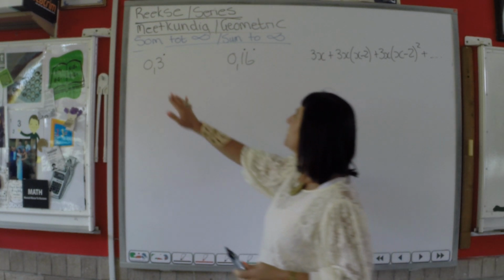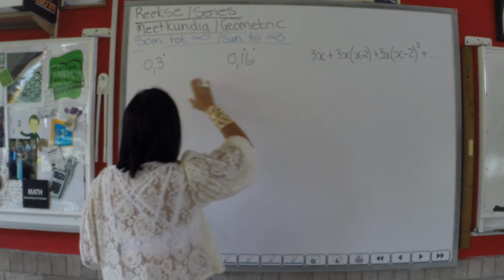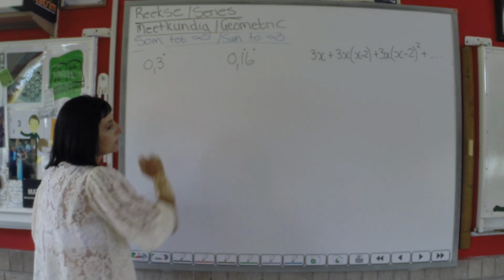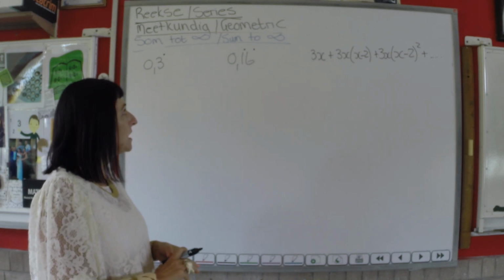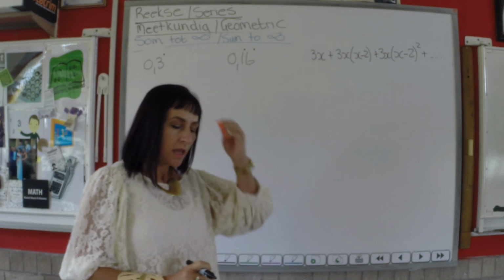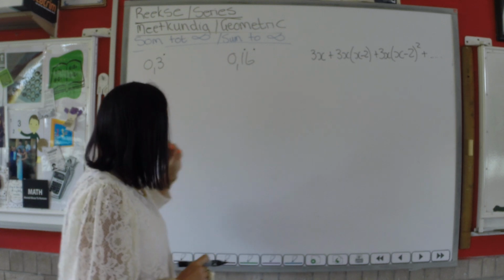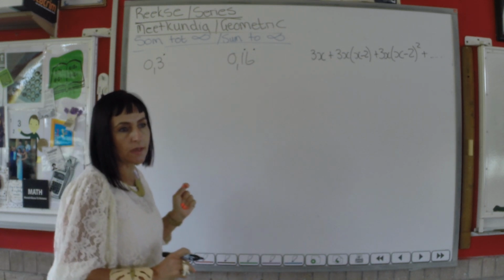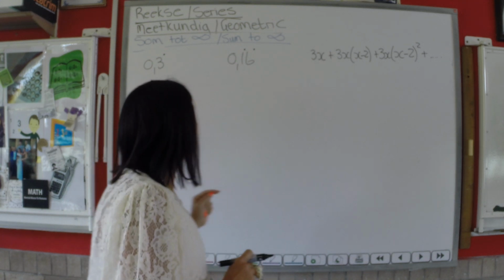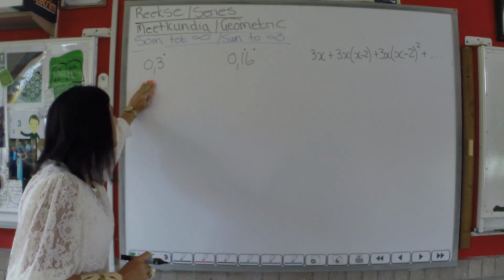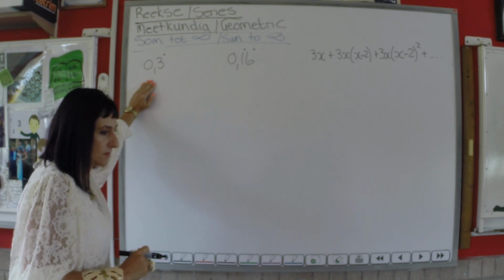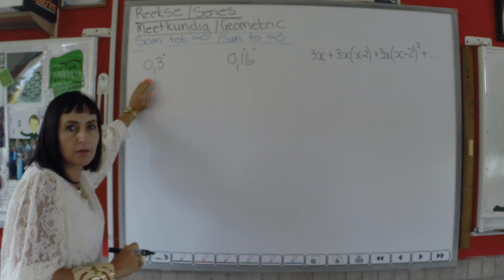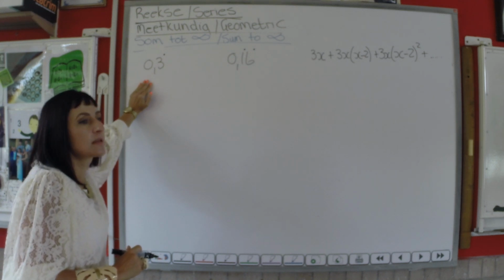So hier het ons repeterende desimale breuke, recurring decimal fractions, and we need to write these recurring decimal fractions into normal fractions. En ons gaan dus nou ons som tot oneindig gebruik om dit te doen. We're going to use our sum to infinity to write these recurring decimal fractions into normal fractions. So the first thing we need to do here is to rewrite this recurring fraction as a series to infinity.